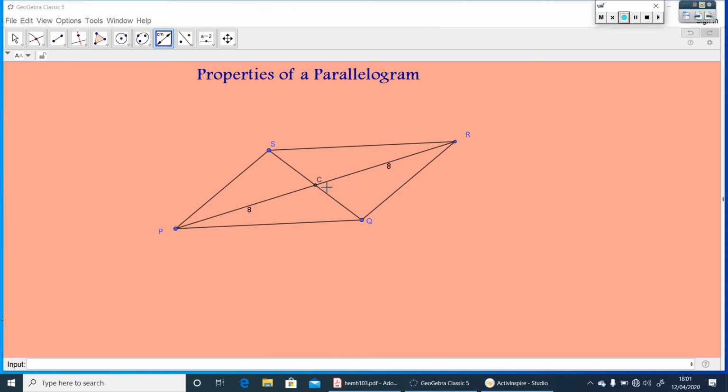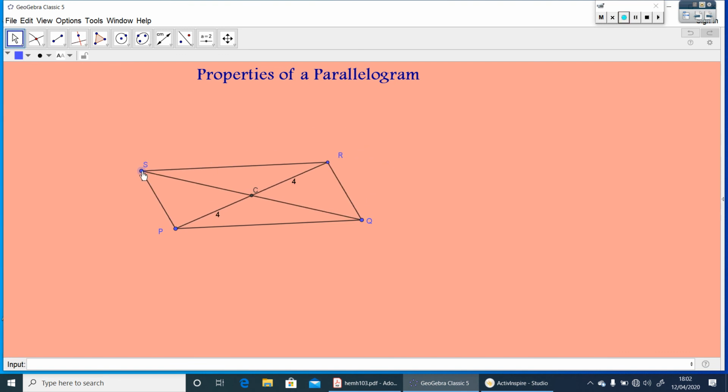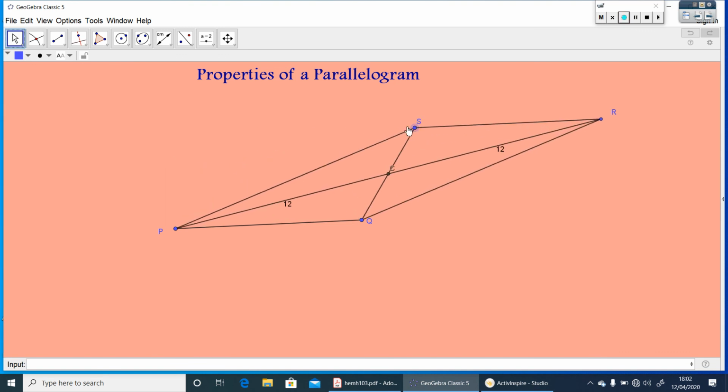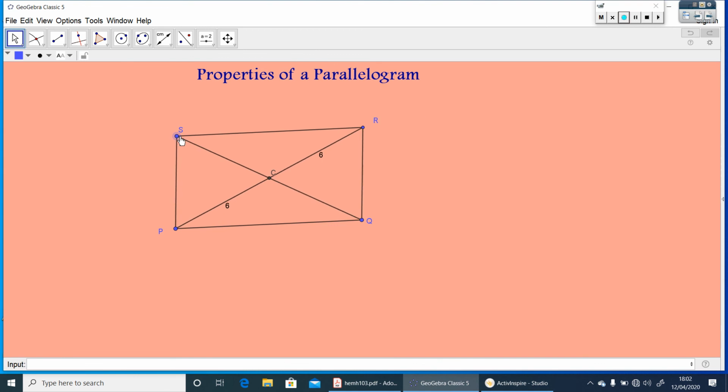That means this diagonal QS makes PR into two equal parts. Then we can call it as QS is bisecting PR. That means it makes equal sections. Now let me change the size. What will happen? Here in all cases it bisects. One diagonal bisects the other.